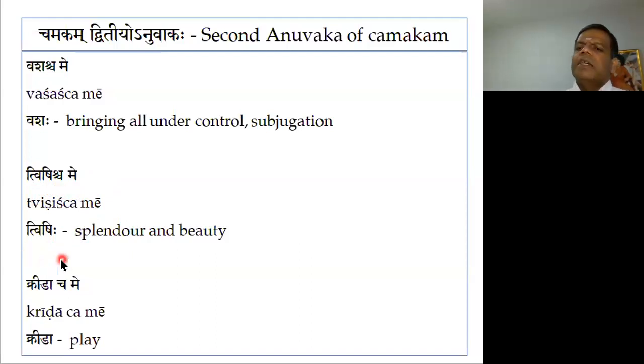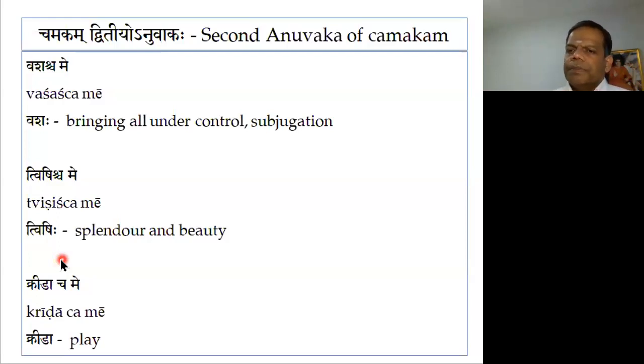Tushihi means splendor and beauty. The light which emanates from him, which shines, is Tushi. So you can even say some charisma. People have what's called charisma. You know, they have some radiance which affects people. Let that also be beneficial. Whatever we possess, let that be beneficial to the world.